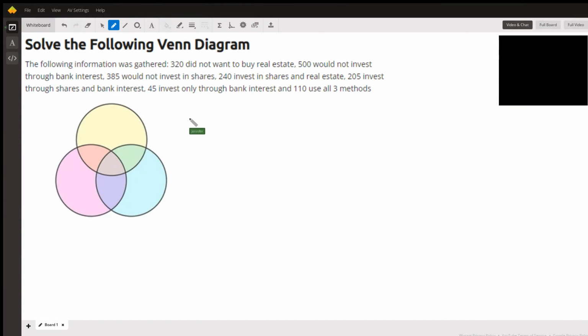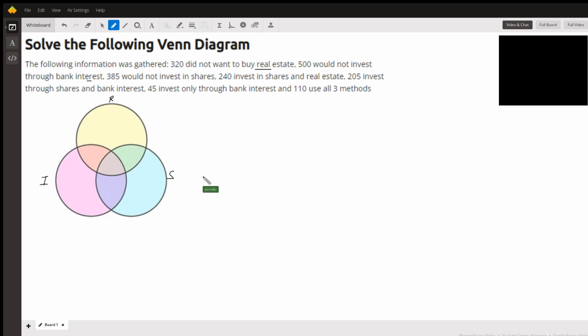All right, so I assume you have read this problem. Normally, when you have Venn diagrams, you find out how many items or entities are being discussed. In this case, you have three, and then you label your problem. So, for instance, this one right here is for real estate. So that's R, and then you have bank interest, so I'm just gonna call it I, and then the last one is shares, and that's gonna be S.